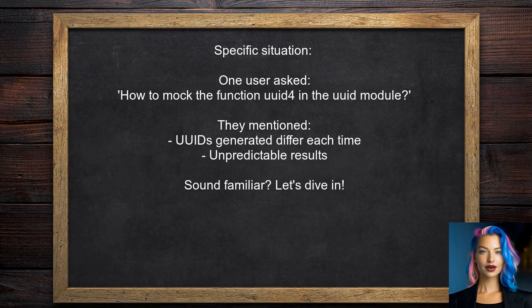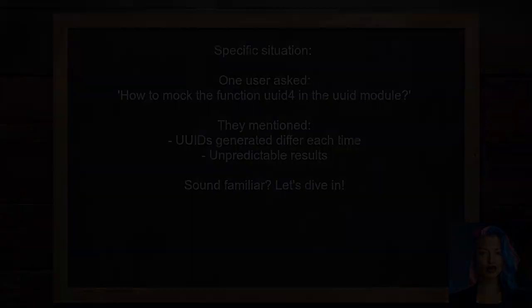Here's the specific situation we're addressing. One user asked how to mock the function uuid4 in the uuid module during the setup of their test case. They mentioned that when running multiple test cases, the UUIDs generated were different each time, leading to unpredictable results. Sound familiar? Let's dive into this.